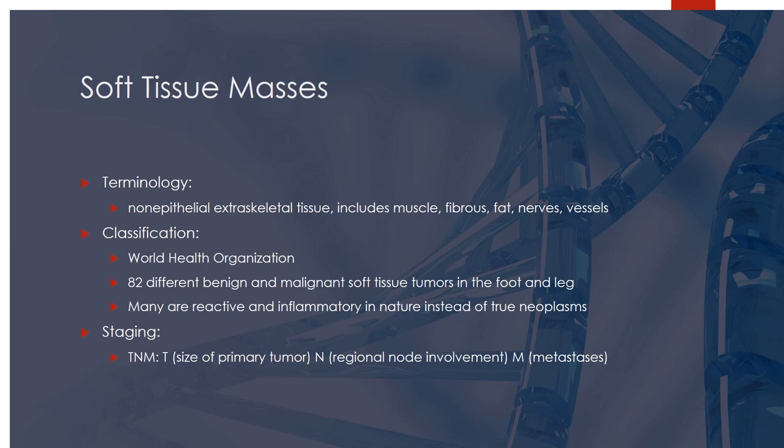There are many different benign and malignant tissue tumors in the foot and the leg. Oftentimes these are more secondary to an outside force. They're reactive, inflammatory in nature from trauma, more so than an actual true primary neoplasm. The staging of these goes through the TNM category: the size, regional lymph node involvement, and metastases.